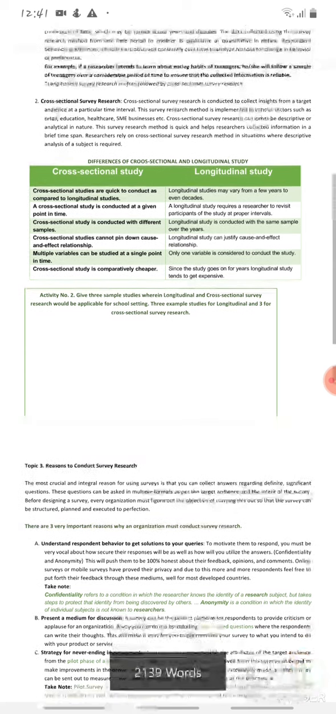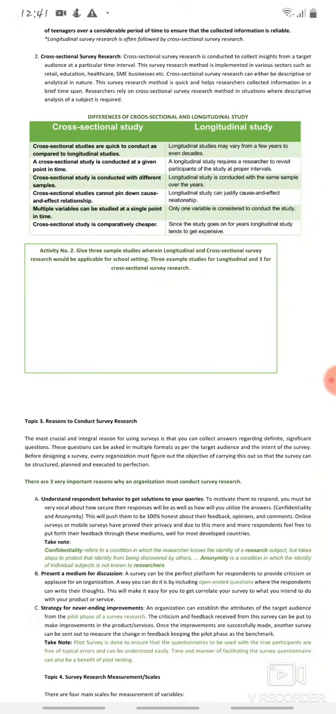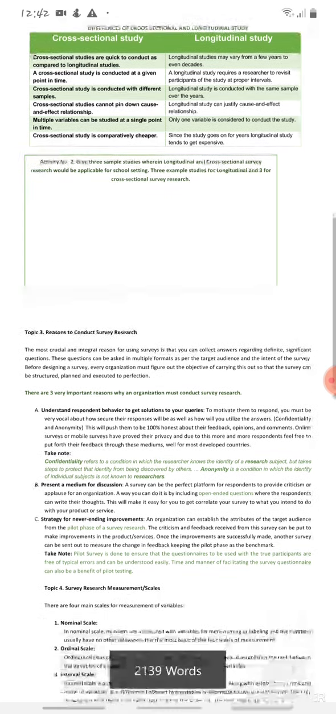Multiple variables can be studied at a single point in time. In longitudinal study, only one variable is considered to conduct the study. Again, it's all about your participants, your sample, or your variables. Cross-sectional study is comparatively cheaper. It's cheaper because you don't have to study it for a longer time. Di mo kailangang sundan. In longitudinal study, since the study goes on for years, longitudinal study tends to get expensive. Kasi nga, mas mahaba. Okay?